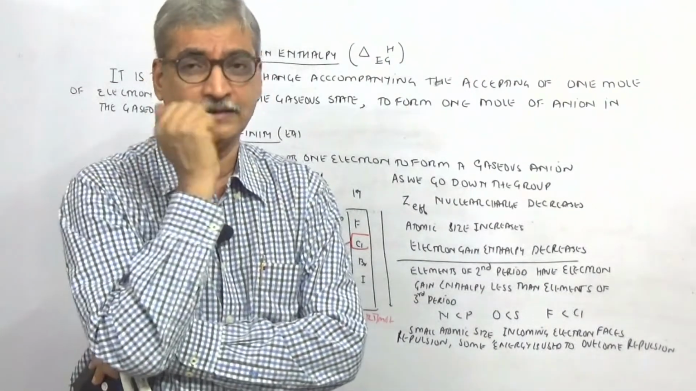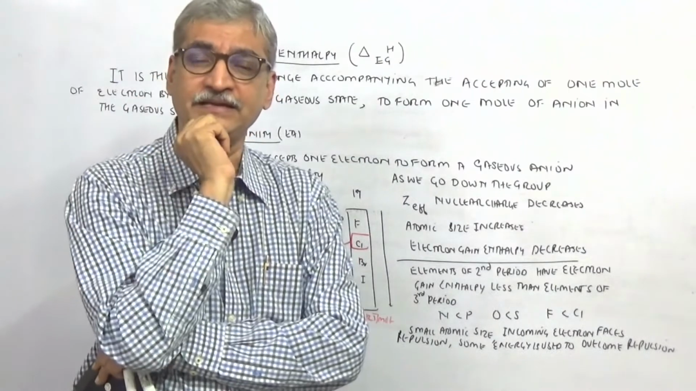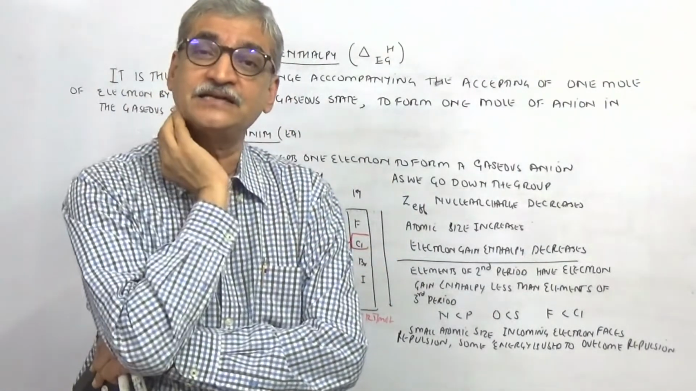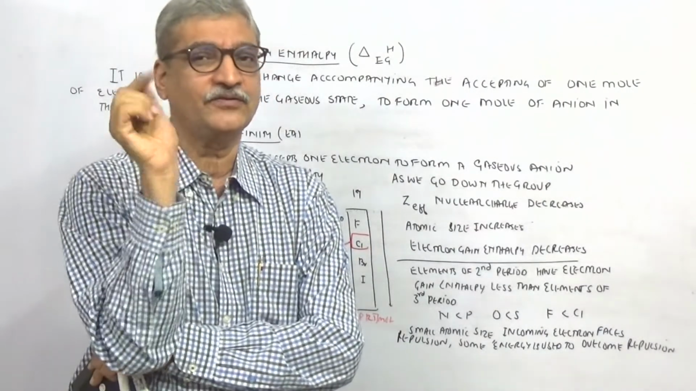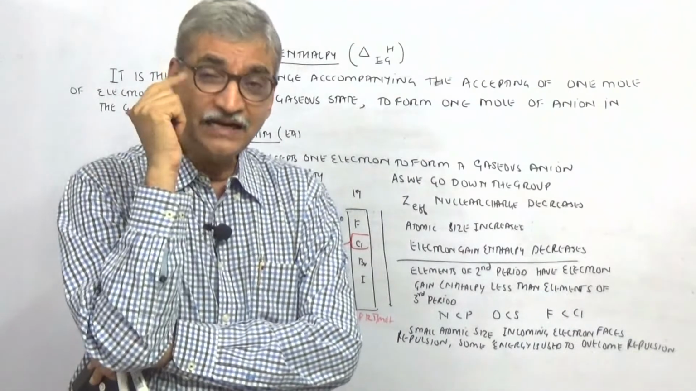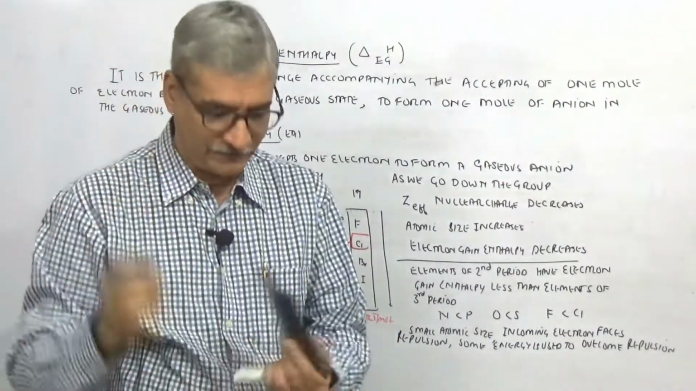So fluorine has 7 electrons. It wants the 8th electron, but the already 7 which are there are repelling. So it takes the 8th, and uses some energy to stabilize. So the net energy released is less. So that's why fluorine has electron gain enthalpy less than that of chlorine. So that results in what? Chlorine having the highest electron gain enthalpy.